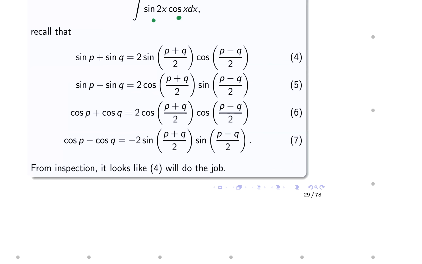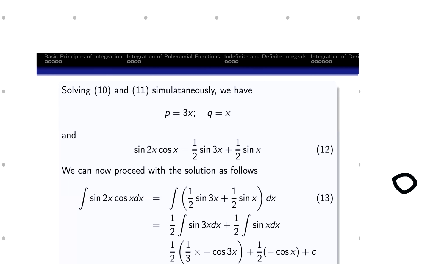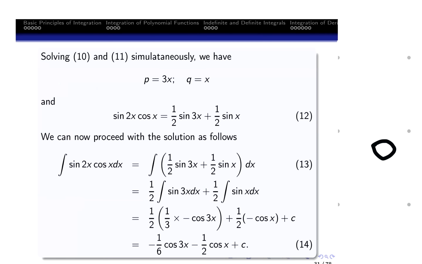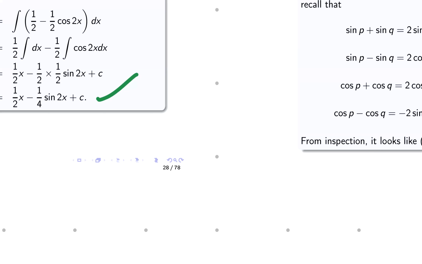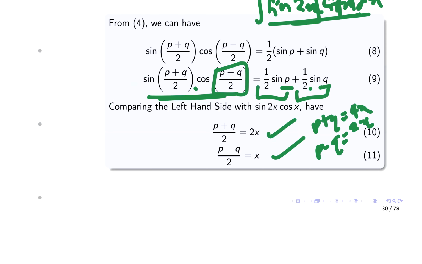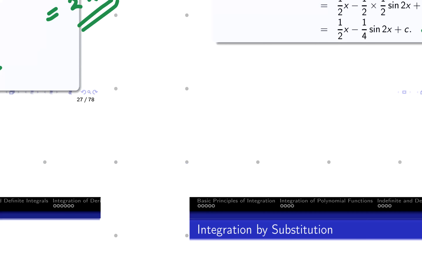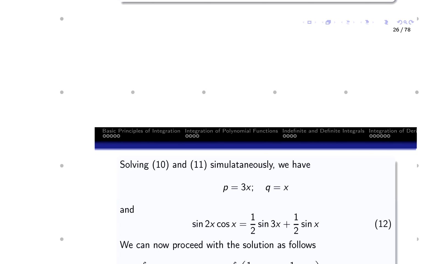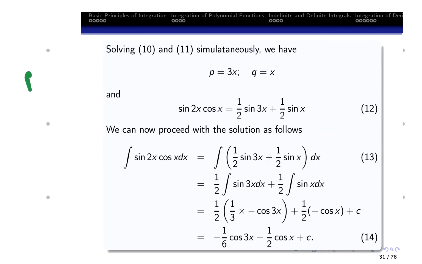All right, so look at it here. If you solve those two equations simultaneously, you end up getting what we have here. But let me do that. P plus Q is 4x, P minus Q is 2x.